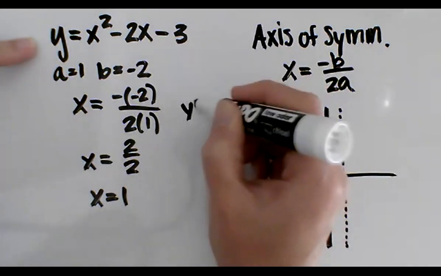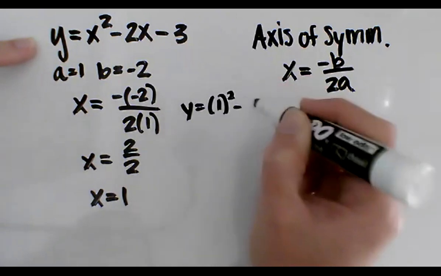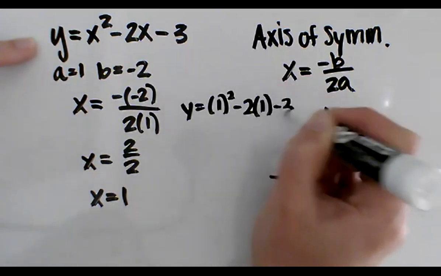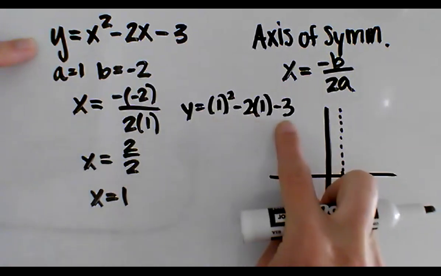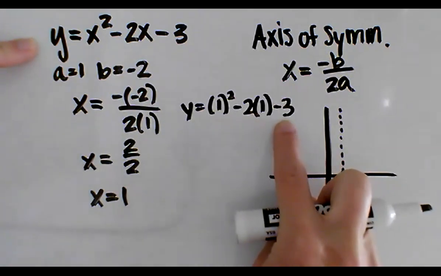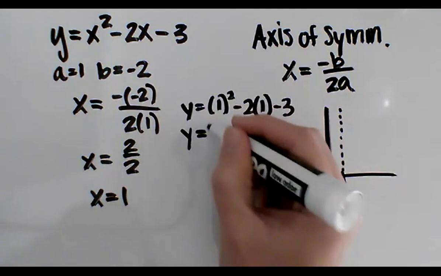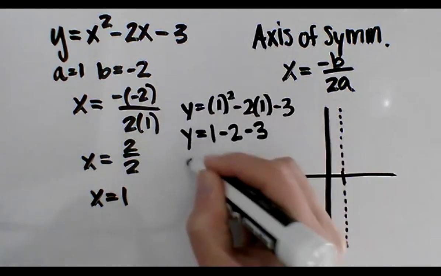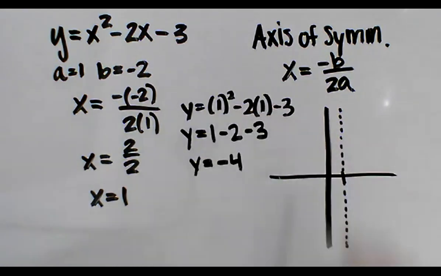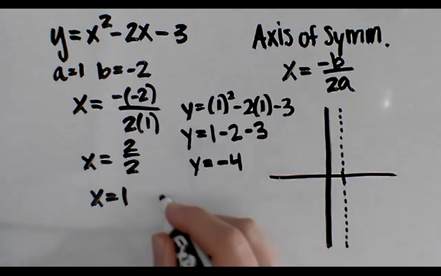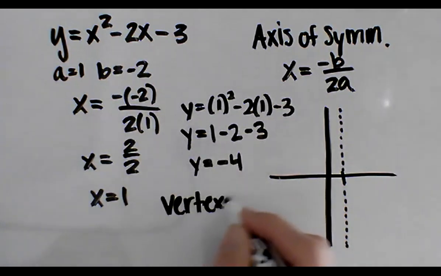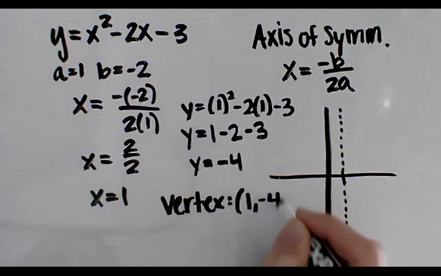So we would get y is equal to 1 squared minus 2 times 1 minus 3. And I can type this exactly the way that it is into a calculator. As long as I have my parentheses, I should be okay, just in case there were any negatives happening. So in our case, we would end up with 1 minus 2 minus 3, which is -4. So when I put a 1 in, I get a -4 out, which then tells me that my vertex is at the point (1, -4).